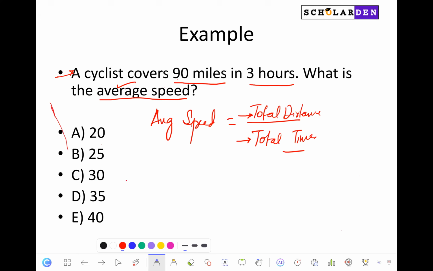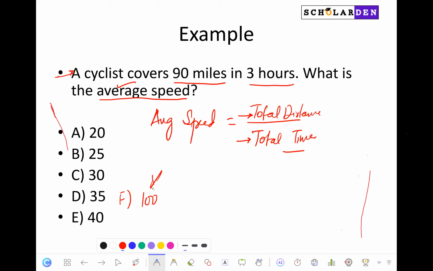So if, for example, I would have given you another option which says that the average speed for the first hour was 100 miles, okay? Is this a valid option? Now, this would have been an invalid option because that would have meant that the cyclist covered 90 miles in less than an hour, whereas the statement shows that the cyclist has covered 90 miles in 3 hours. So this cannot be the speed for the first hour, okay?